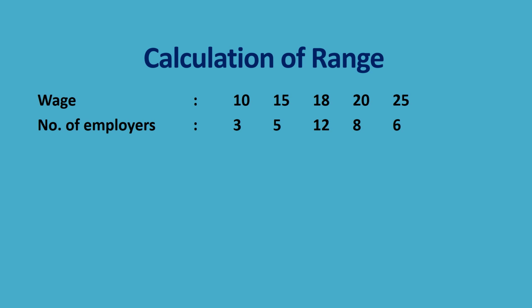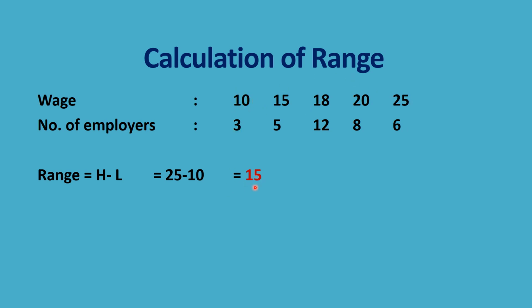Let us see what happens in the case of a discrete series. Here the wage is given and the number of employees are also given. So this is a discrete series. Here also we have to apply the same formula, highest value minus lowest value. Here the highest value is 25 and the lowest value is 10. So we have to consider the x value and not the frequencies. We have to find the highest value and the lowest value of the individual items. 25 minus 10 is 15.